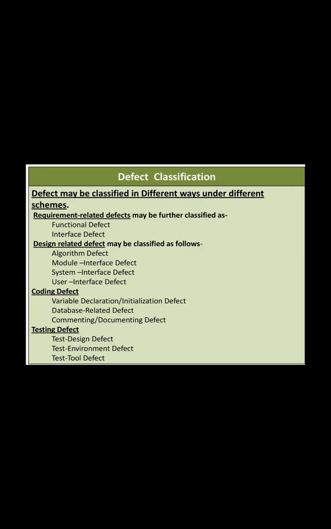During coding, we have coding defect. If the variable declaration and initialization is not done properly, database related defects are not addressed, database is not designed properly, normalization is not done, constraints are not fixed, commenting and documentation is not done properly, then it is a coding defect. The same way, during the testing process, if the test case is not designed properly, the environment is not tested, tools are not used properly, then it comes under testing defect.